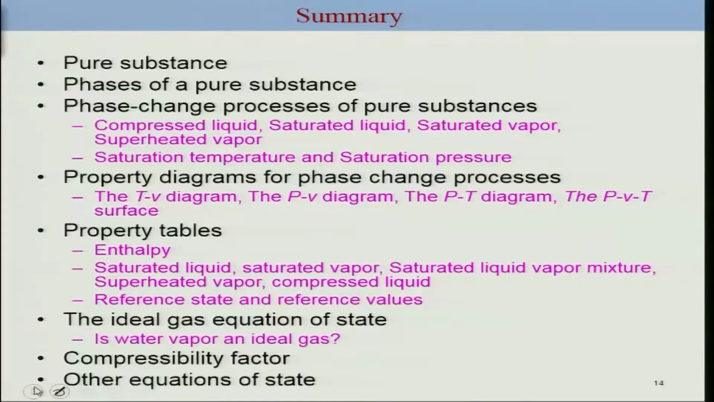Okay, with that let's go to the summary of this particular module. So we started with the definition of a pure substance, phases of a pure substance. We went through the phase change process. We described the compressed liquid, saturated liquid, and superheated systems. Then we went to the property diagram and the phase change and how to describe the phase change on the property diagram. We also illustrated the use of property tables by doing some examples, and finally we ended today with equations of state, starting with the ideal gas equation of state leading to other complicated equations of state. Okay, so with that, this is the end of this particular chapter, and next we are going to look at the energy analysis of a closed system.